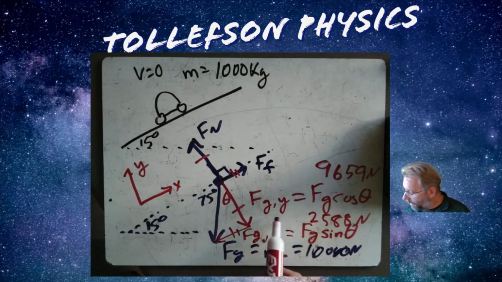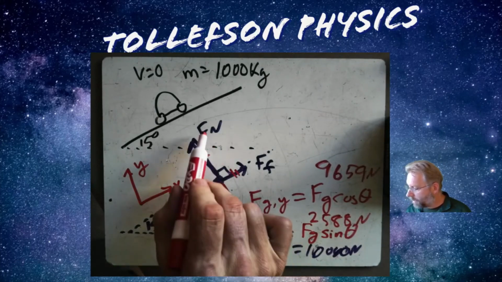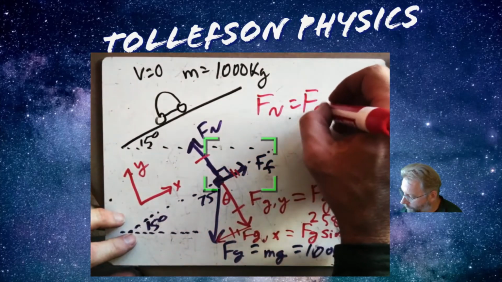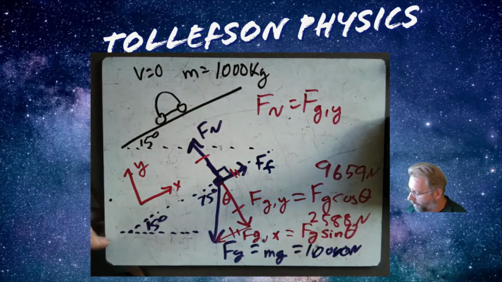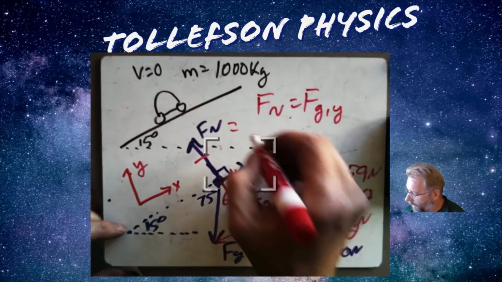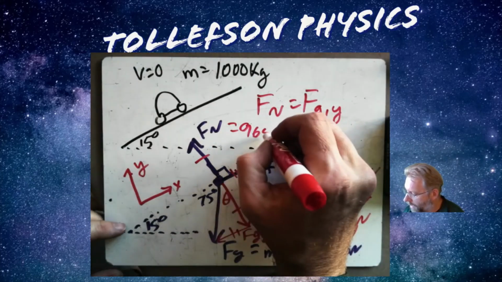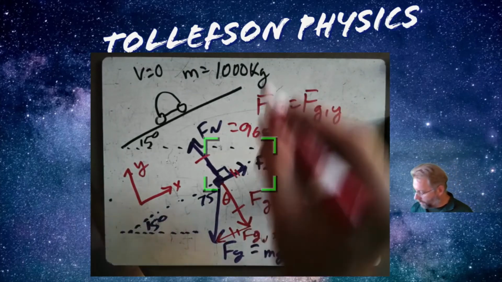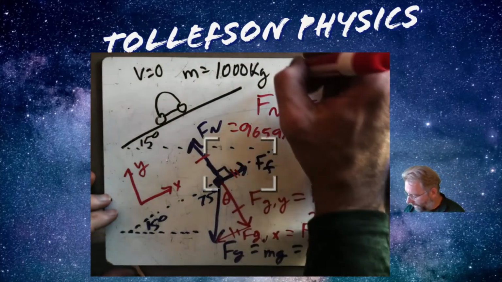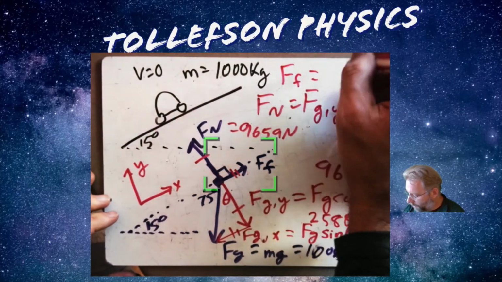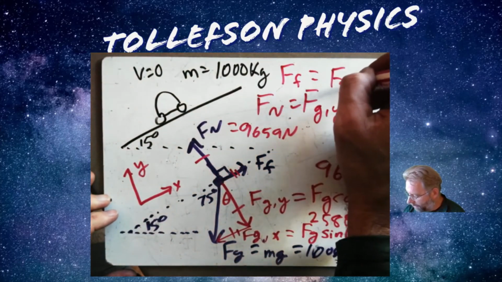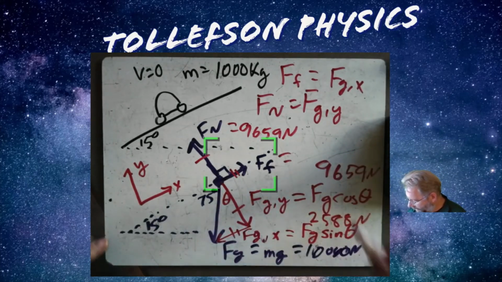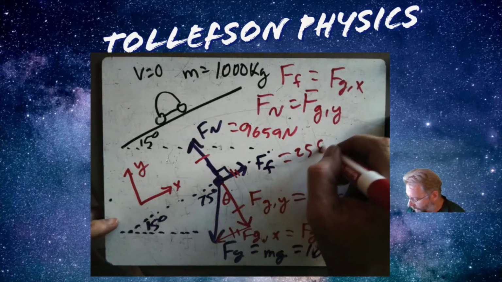So if we look at the y direction, I can write it out explicitly, right? Normal force equals force due to gravity in the y direction. And in this case, that number is 9,659. And then I'm going to write on top of this, my right arrow, force of friction, equals my left arrow, which is force of gravity in the x direction. And so what did I find that to be? I found that to be 2,588.